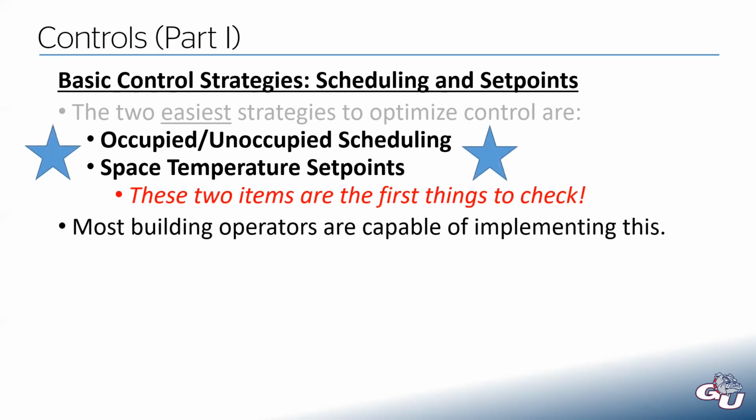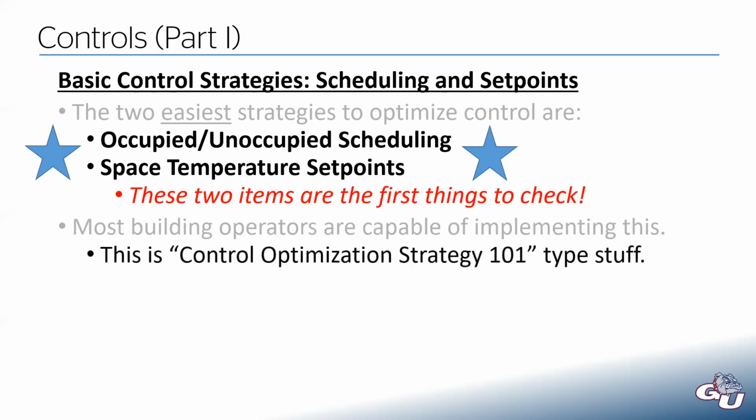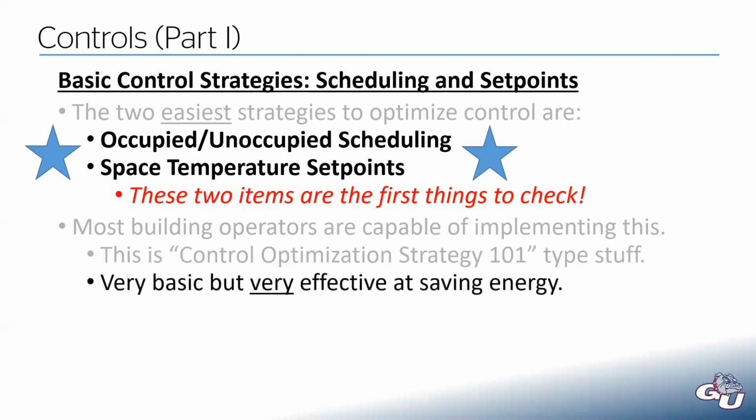I mentioned a lot of building operators. You might be surprised at how little they actually know about HVAC, but most of them are capable of implementing some basic scheduling and set points. This is controls optimization 101. They should be capable of implementing this. It is very basic, but it is also very effective at saving energy.